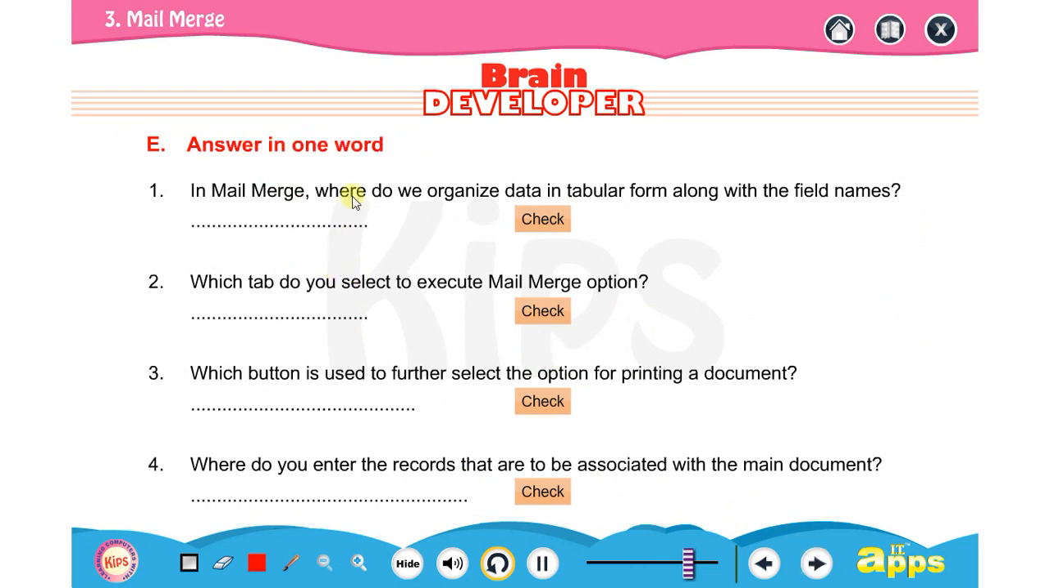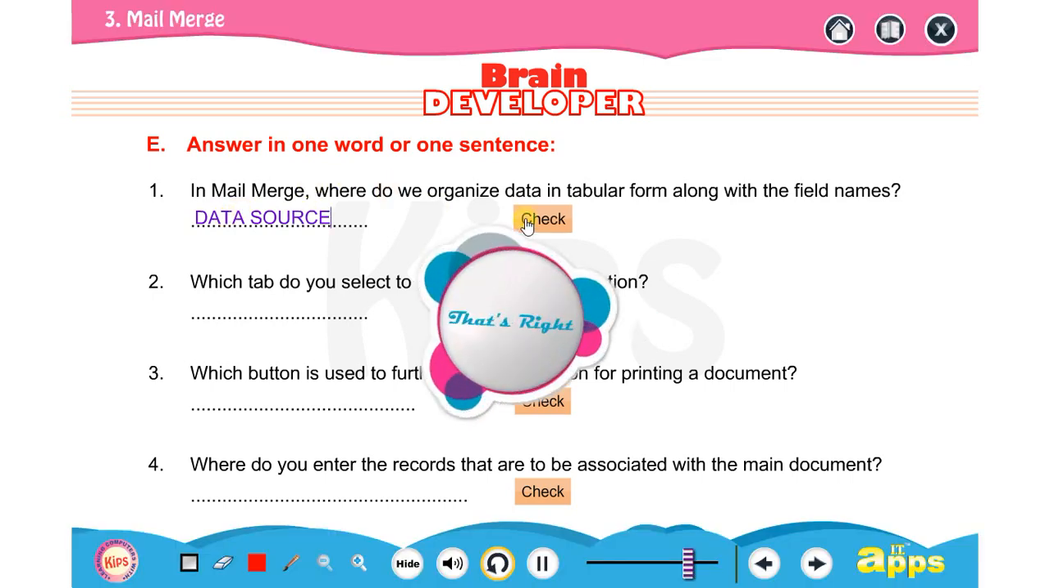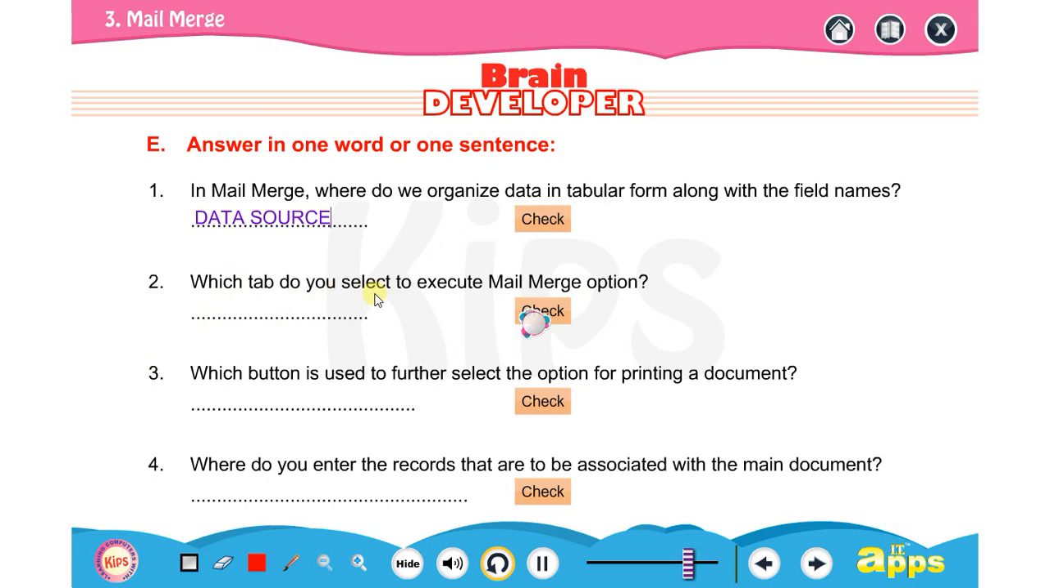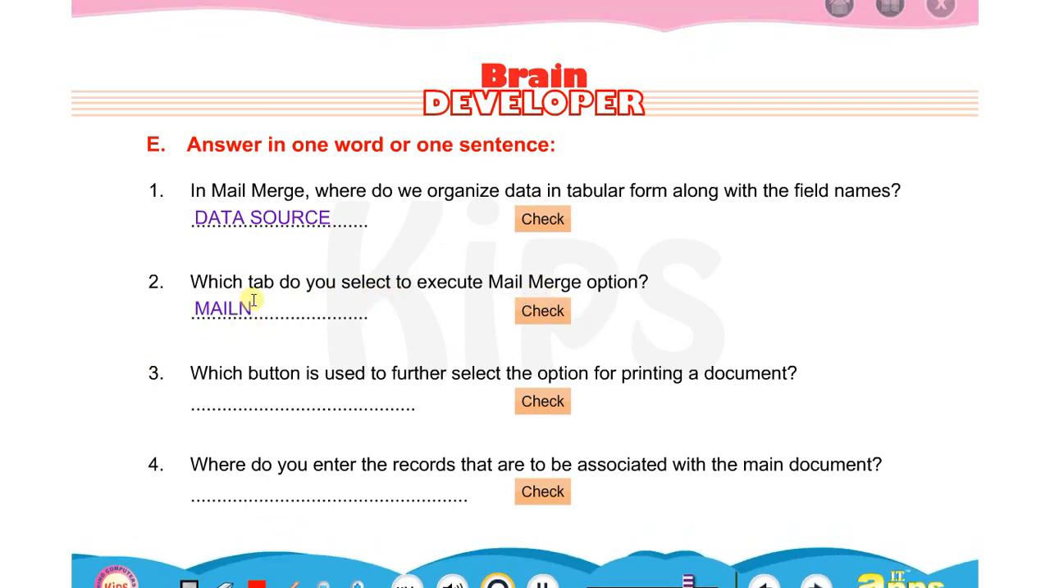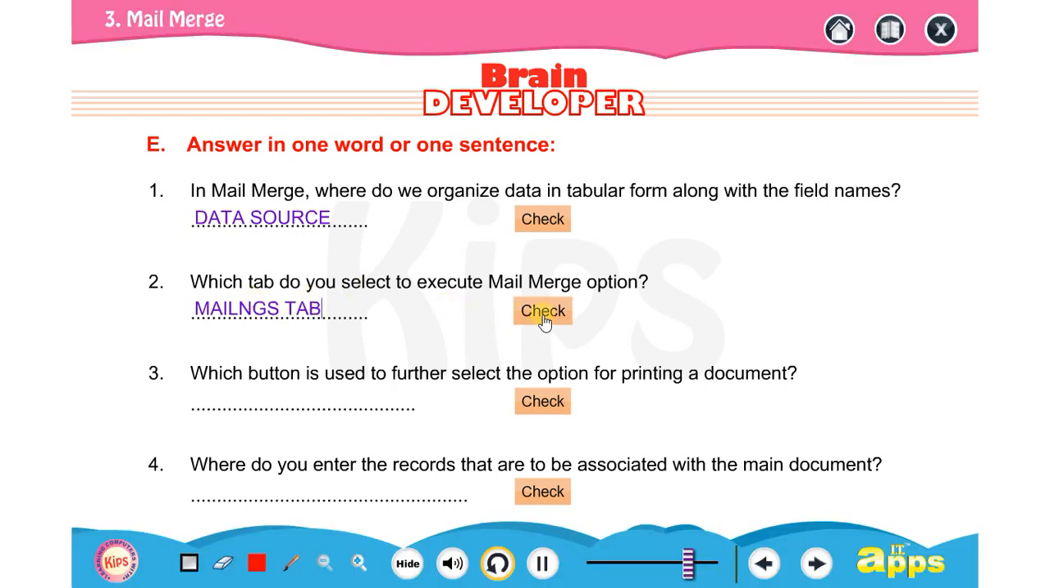Answer in one word or one sentence. First question, in mail merge, where do we organize data in tabular form along with the field names? So it is data source. Check the answer. Correct. Second, which tab do you select to execute mail merge option? It is mailings tab. Check the answer. Here correct spelling should be there.